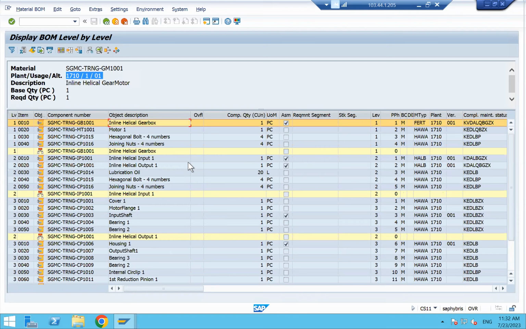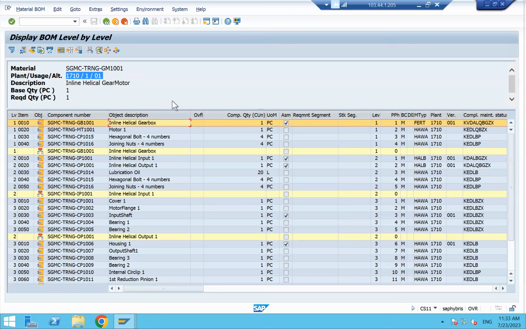Thank you for that. But how do I link? My actual question, which I didn't ask properly, was: how do I know, if you see this SGMC training GB101 inline helical gearbox, what the bill of materials for this is using this screen? If you see the yellow color line, it shows the relationship between your header item and the component.